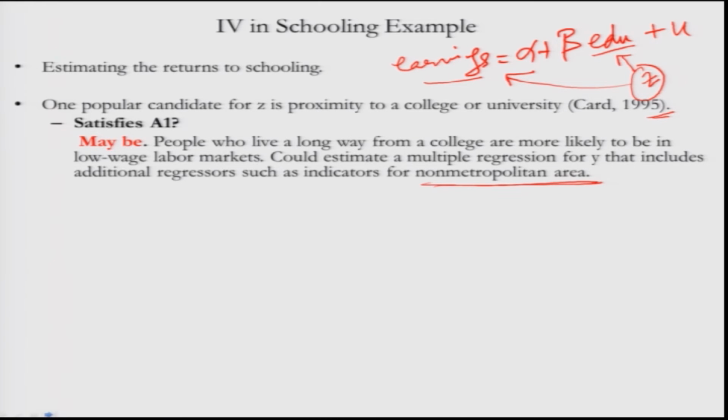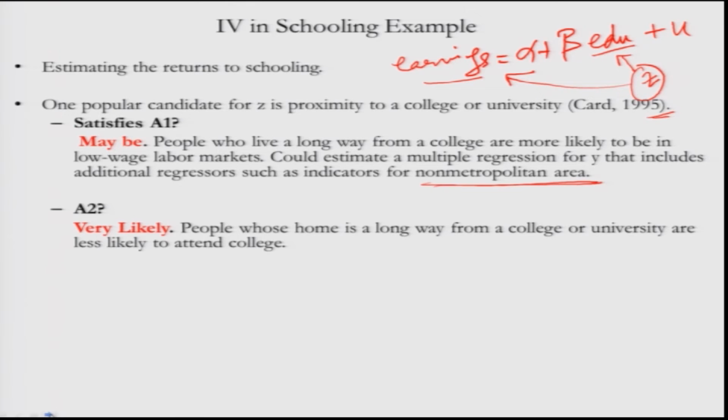But clearly, without controlling for that particular channel through which Z could have also affected earnings, Z is not a valid IV. Now, the second assumption that Z needs to satisfy is the relevance condition. So, does it satisfy the relevance condition? Very likely. People whose homes are a long way from a college or university are less likely to attend college. Once again, remember, you can verify this using the data. However, this exogeneity condition is non-verifiable, something that you have to believe or argue or be sure theoretically that this holds.